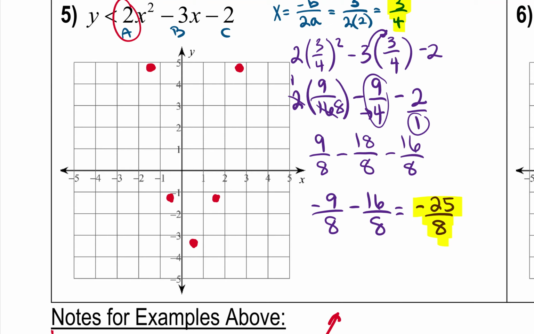And now I draw my line. I have to make sure, though, my line matches my sign. So if my sign is not underlined, I have a dotted line. If my sign is underlined, I have a solid line. And that goes way back, beginning of the year kind of stuff. So because my y is less than, it's not underlined, I have a dotted line. So I'm going to have a dotted line through here.